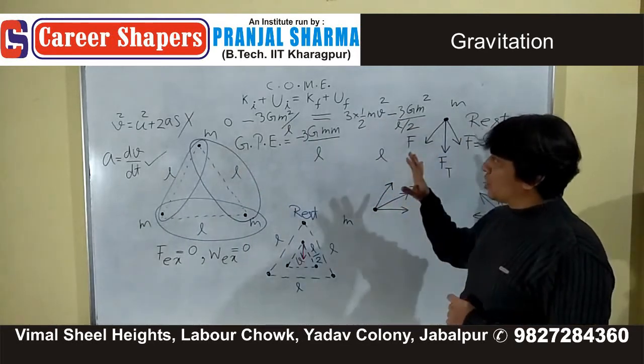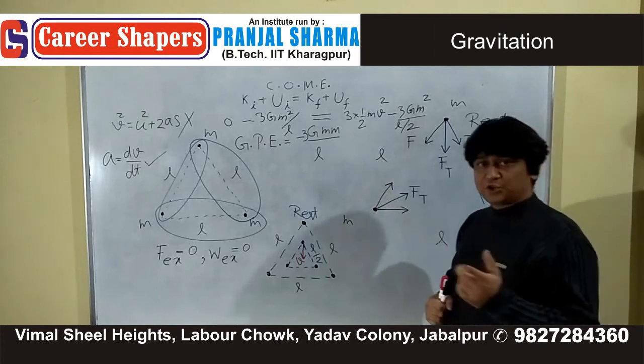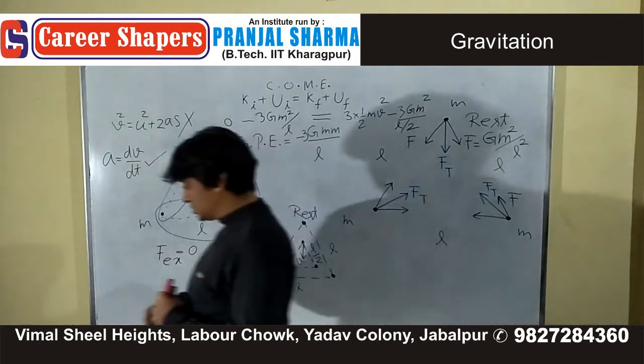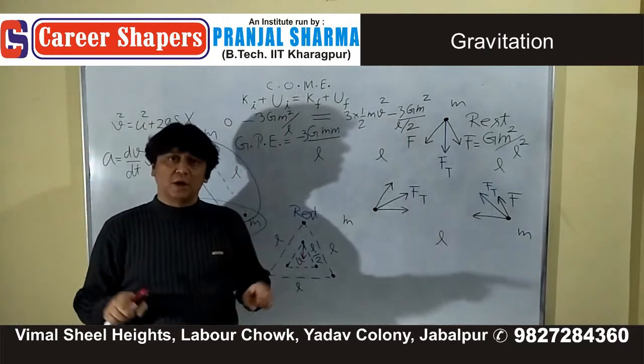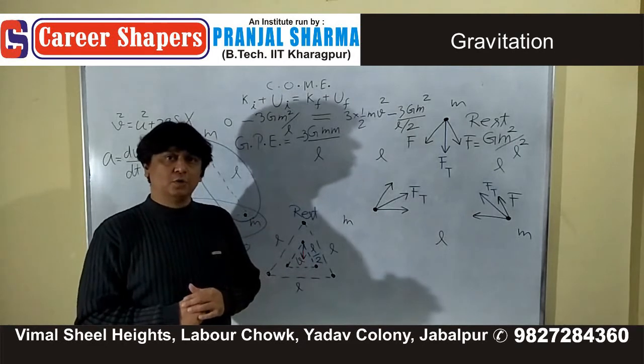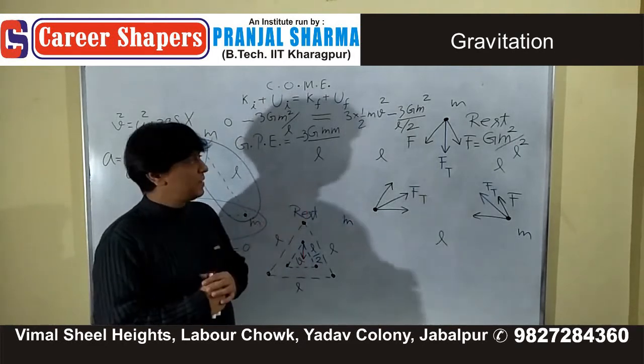Now, pause on this, and as a practice, same question, the square one. For that square one, also find out what the velocity is when the length of the square reduces from L to L by 2. Pause on this and try to solve that question.